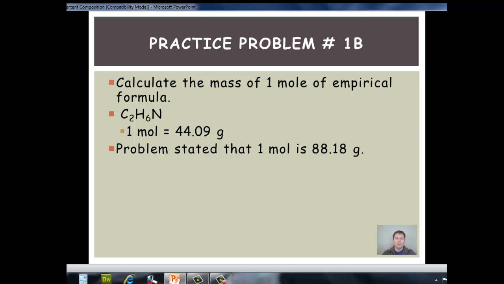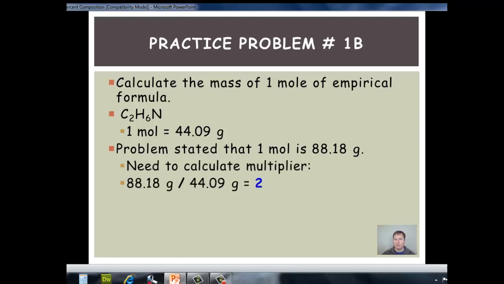The problem told us that 1 mole of the molecular formula weighed 88.18 grams. Well, to figure out what our multiplier is, we just take the mass of the molecular formula, divide it by the mass of the empirical formula, and get a multiplier of 2. 88.18 divided by 44.09 gives us 2. This is our multiplier. We're going to take this 2 and multiply each of the subscripts in here by that to get our molecular formula.